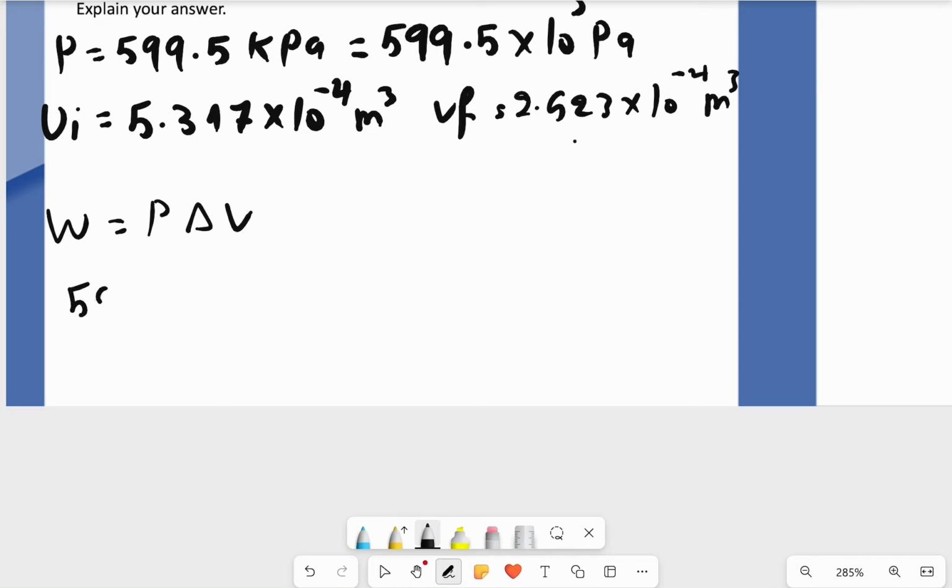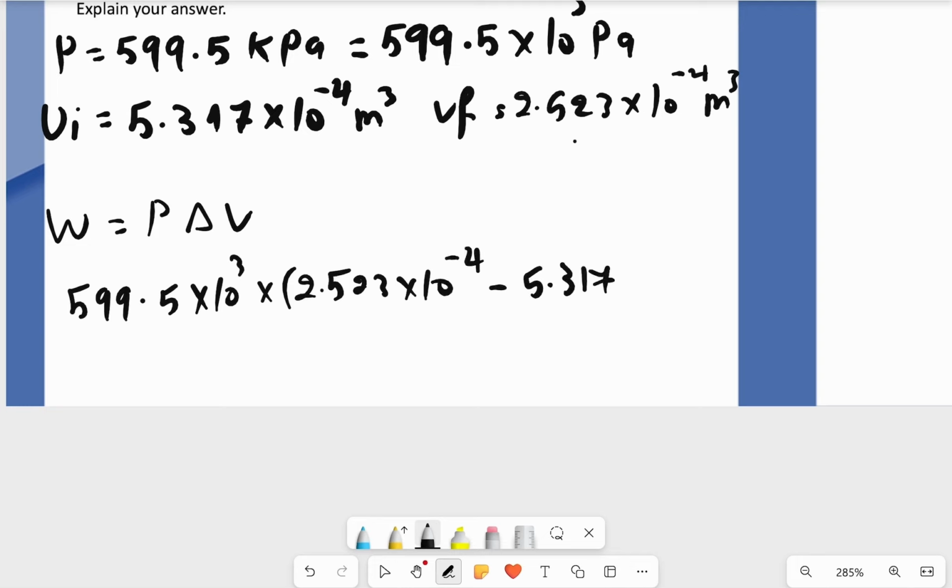Pressure is 599.5 times 10 to the power of 3 times V final minus V initial, which is equal to 2.523 times 10 to the power of minus 4 subtracted by 5.317 times 10 to the power of minus 4. Calculate all of this and you should get work equal to minus 167.5 joule. This minus shows what? It shows that the work is done on the gas.